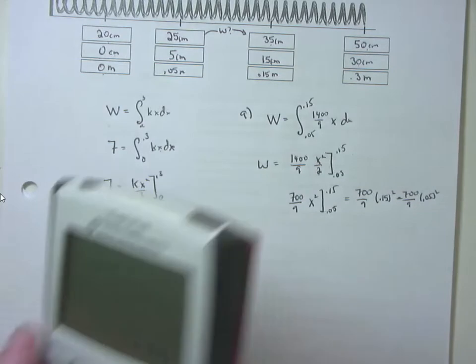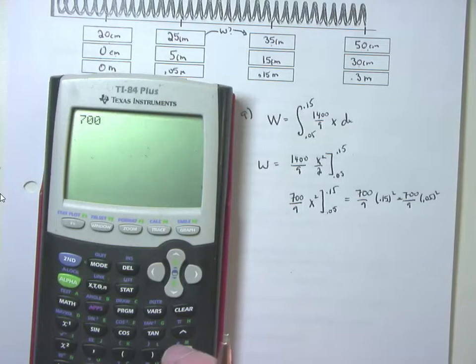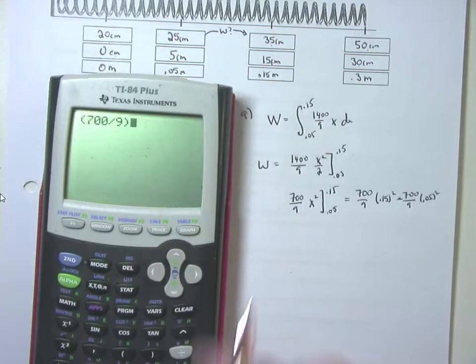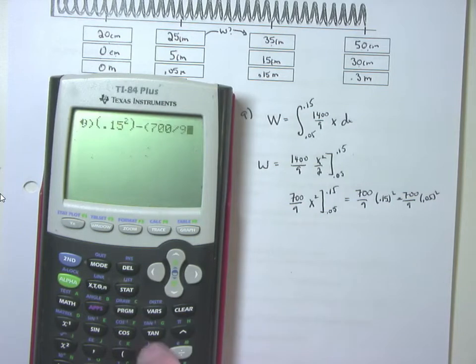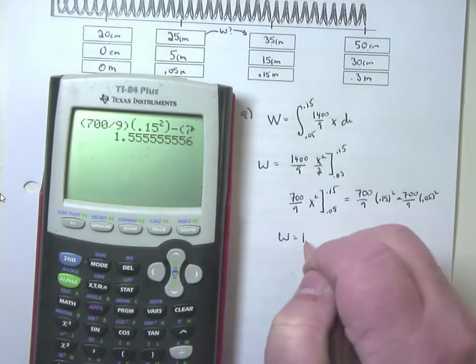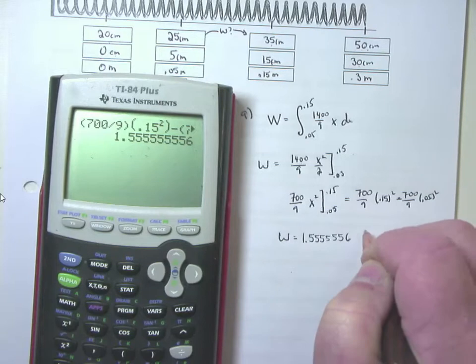And that's clearly calculator time now. So it's 700 divided by 9, let's put parentheses around my fractions here, times 0.15 squared minus 700 divided by 9 times 0.05 squared. And I end up getting the answer, work is equal to 1.5555556. What would my units be?